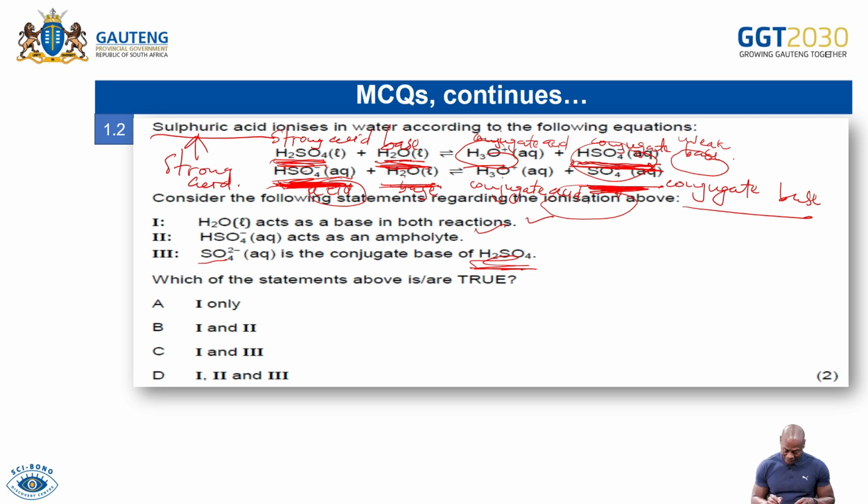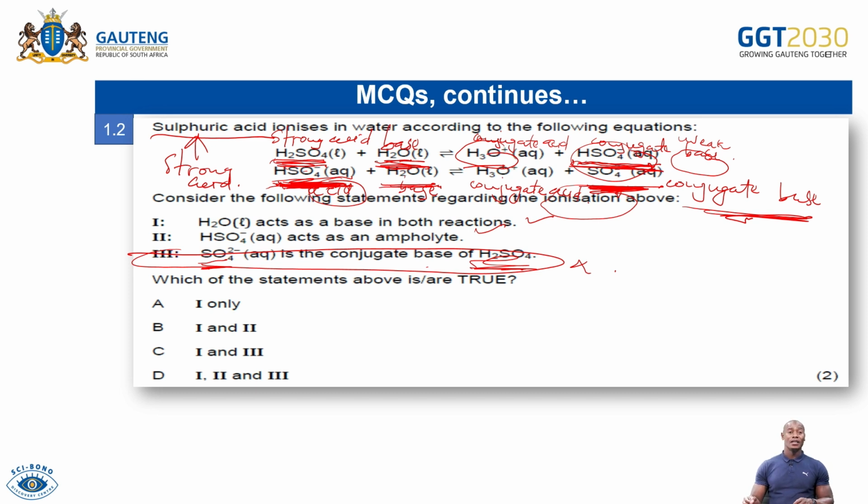I hope you are following. The focus here is the sulfate ion in the second equation. They're saying the sulfate ion is the conjugate base. Yes, it is, but of which acid? The acid is hydrogen sulfate ion. Then Roman figure 3 cannot be correct for these two reactions. Sulfate ion is actually the conjugate base of hydrogen sulfate ion, not sulfuric acid. So Roman figure 3 is out.